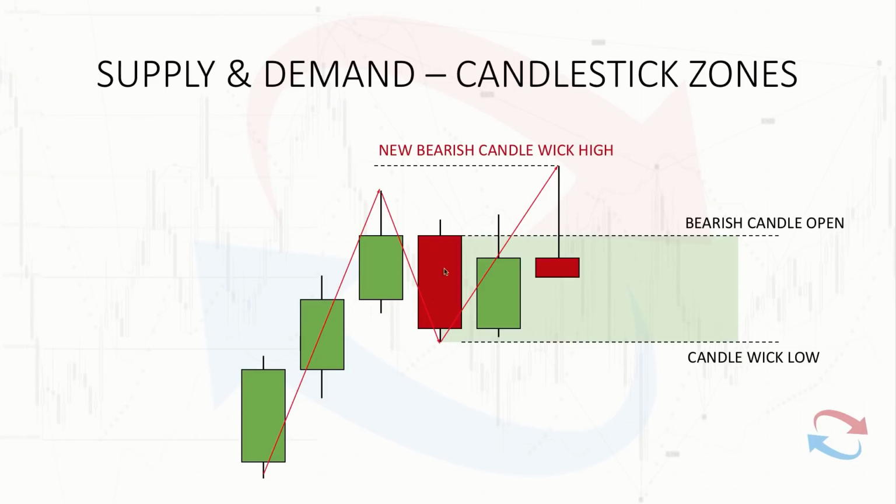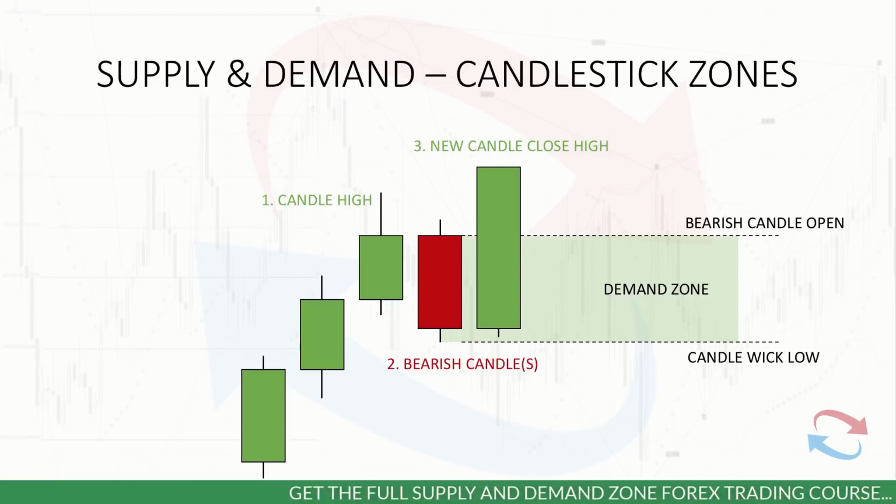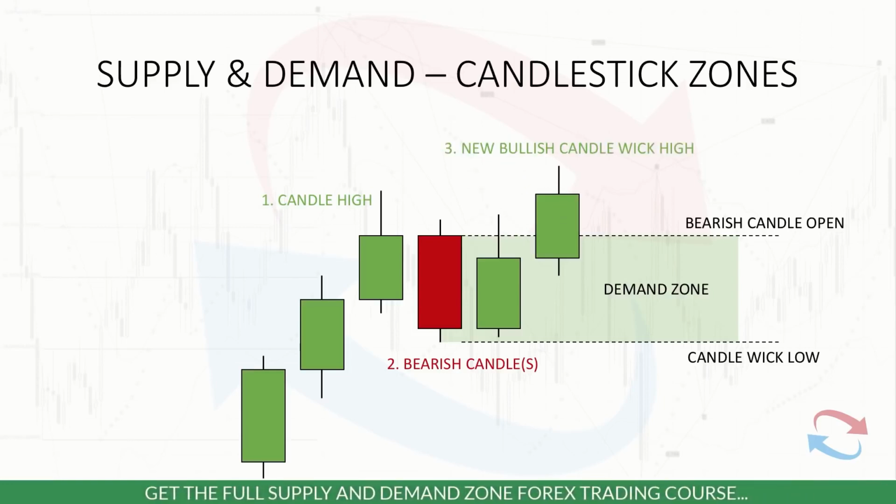So although it has made a new high, this would still be a demand zone, but it's a demand zone of the weakest type. So even though it can be drawn, I would prefer not to see a demand zone like this. This is something I will rarely mark on my charts, even though it does count as a demand zone. I really want to see something like this, or something like this, where we have a bullish candle close or a bullish candle's wick high.